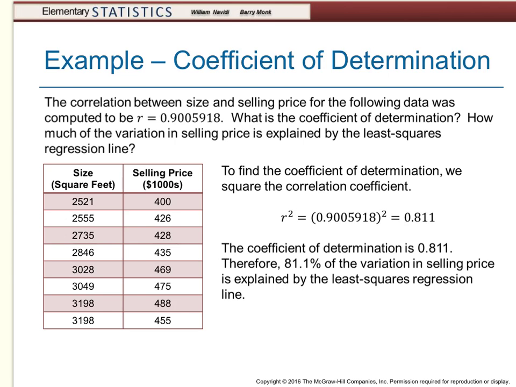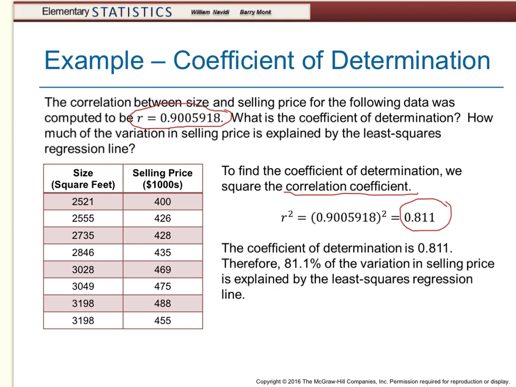So in our previous example, the correlation between the size and the selling price for the following data was computed to be r equals 0.90 approximately. What is the coefficient of determination? How much variation in the selling price is explained by the least square regression line? To find the coefficient of determination, we just square the correlation coefficient. And when we square it, we get the answer 0.811. The coefficient of determination is 0.811.